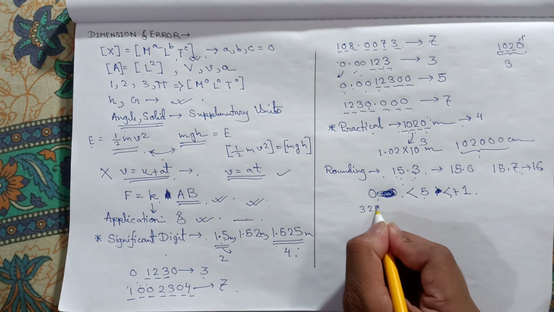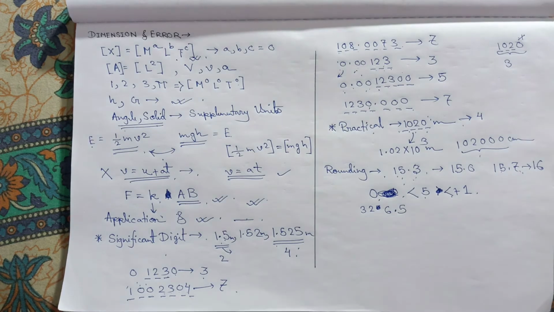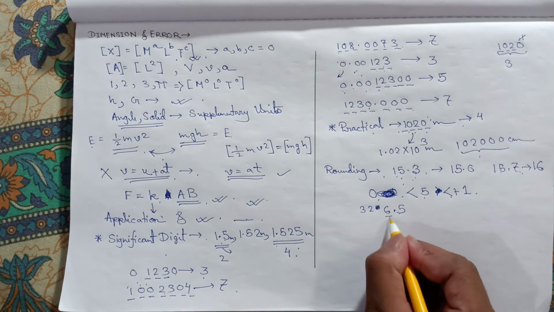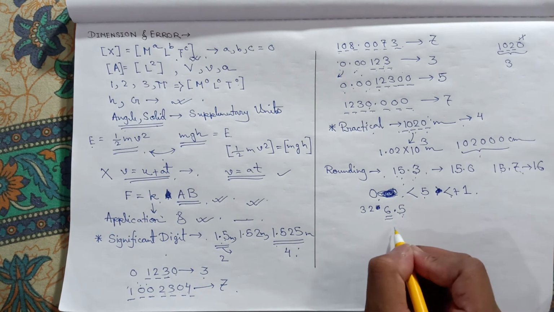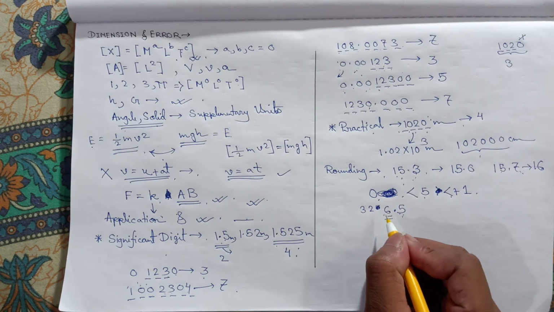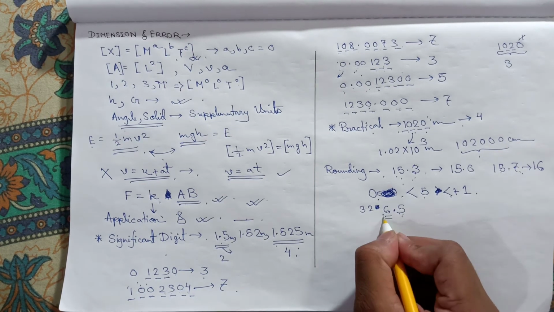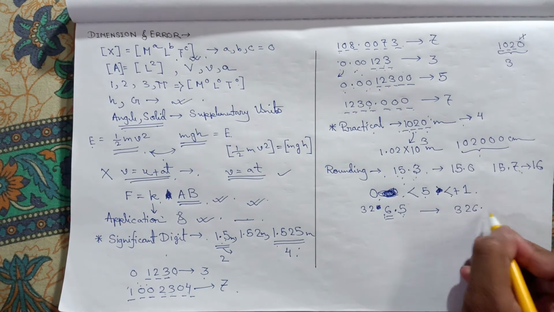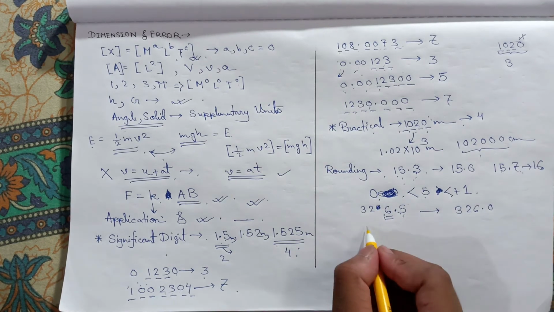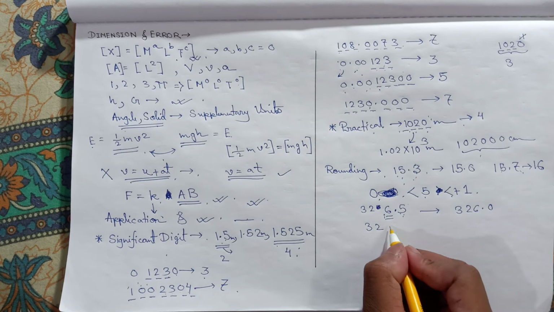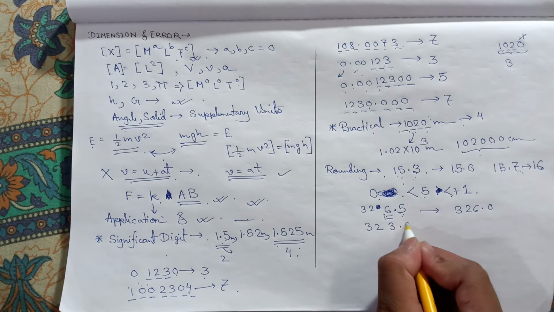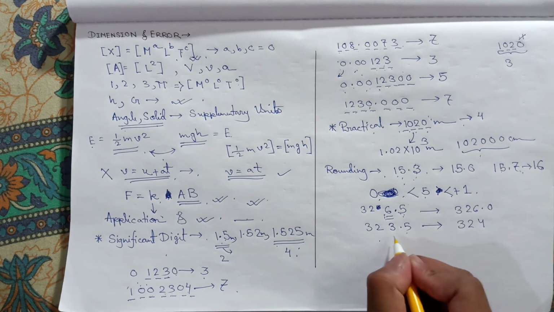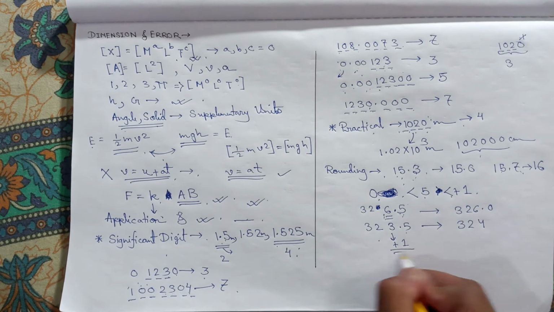And what if the number is like 326.5, where the last digit itself is 5? Then we will consider the previous digit. If the previous digit is even, then this will be retained as 326.0 or only 326. But if this digit is odd, suppose like 323.5, then it will be increased by 1. So this 5 will be omitted and this will be 324. This digit will be increased by 1.